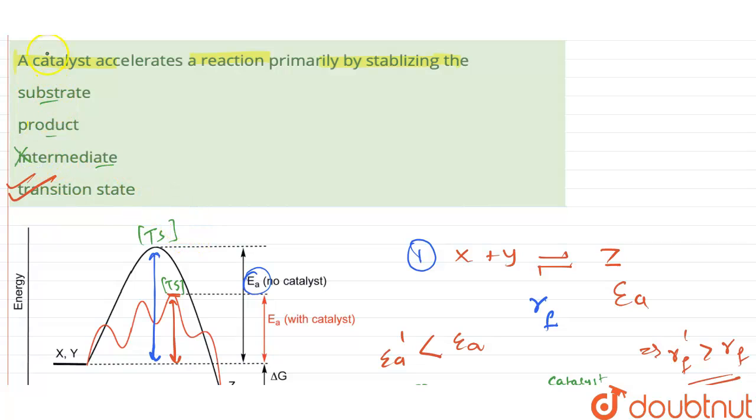Now you have the substrate and product. We know that the catalyst does not take part in the reaction, right? It does not form a bond, or you can say a chemical reaction doesn't happen between the catalyst and the substrate and the product also. So substrate means this part and the product means this part. So the catalyst does not take part and react with the substrate and the product. Therefore, option A and option B are also incorrect. The only possible answer is transition state.